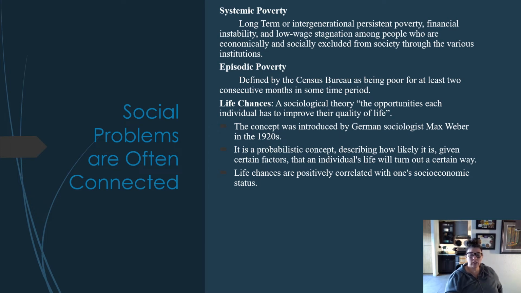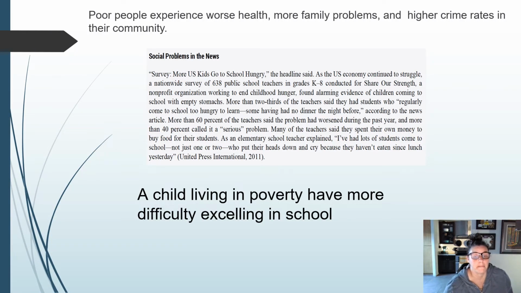This describes for us how likely it is that an individual's life will turn out in a particular way. So we can identify by a person's life chances how likely they are to have a higher socioeconomic status or a lower socioeconomic status. So a child living in poverty has more difficulty excelling in the education system, developing skills, developing cognitive abilities. Poor people in general experience more health issues over their lifetimes, more mental health issues, significantly more problems within the family, and more crime within their communities.